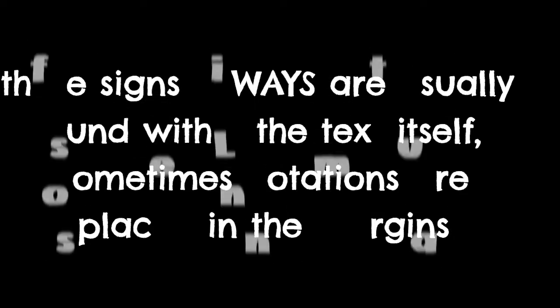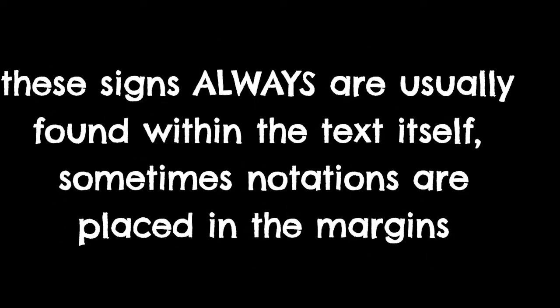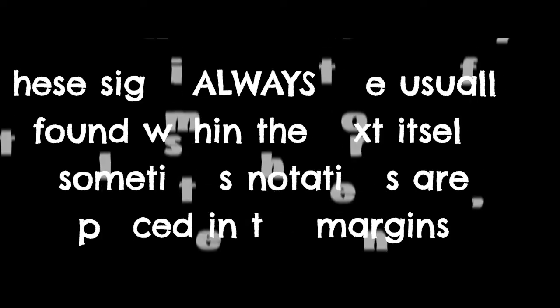These signs or marks are usually found within the text itself. Sometimes notations are placed in the margins alongside the lines. When you look closer at your text, you might find some small notations that are placed in the margins alongside the lines in which the corrections are to be made, as a guide to the administrative assistant.